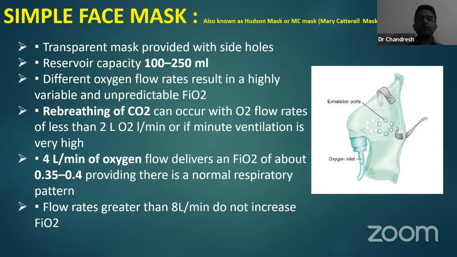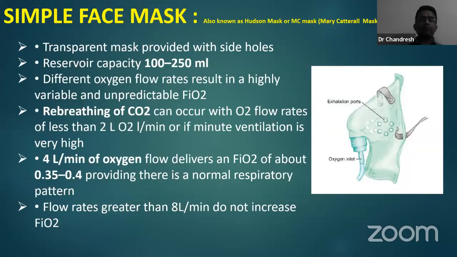Different oxygen flow rates result in a highly variable and unpredictable FiO2. Though this is the most commonly used oxygen delivery device in the ICU, you should remember that it gives highly variable oxygen flow rates and unpredictable FiO2. Rebreathing can also happen with this mask if you give oxygen at less than 4 liters per minute, or if the patient has a low minute ventilation. In that case, rebreathing of CO2 can happen.